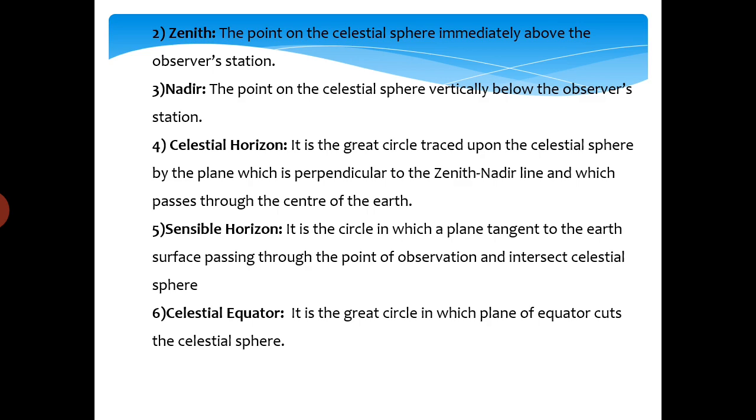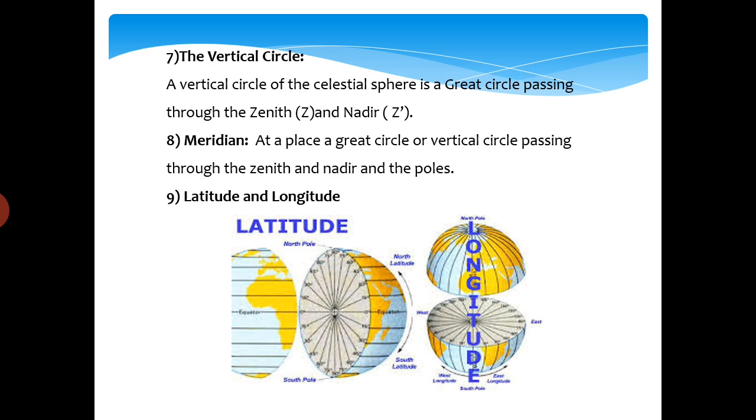Next one is the sensible horizon. The sensible horizon is nothing but a small circle, right? It is the circle which is exactly tangential to the observer station, and it is passing over the surface of the earth. Next point is the celestial equator. The celestial equator is a great circle which is perpendicular to the north and south pole. Next one is the vertical circle.